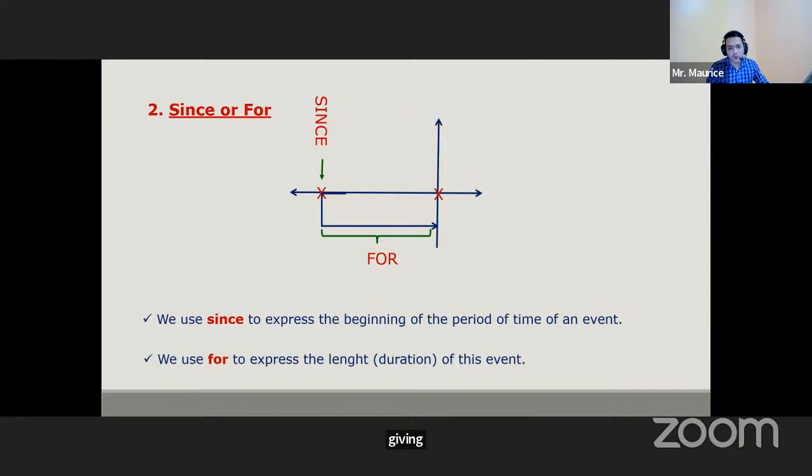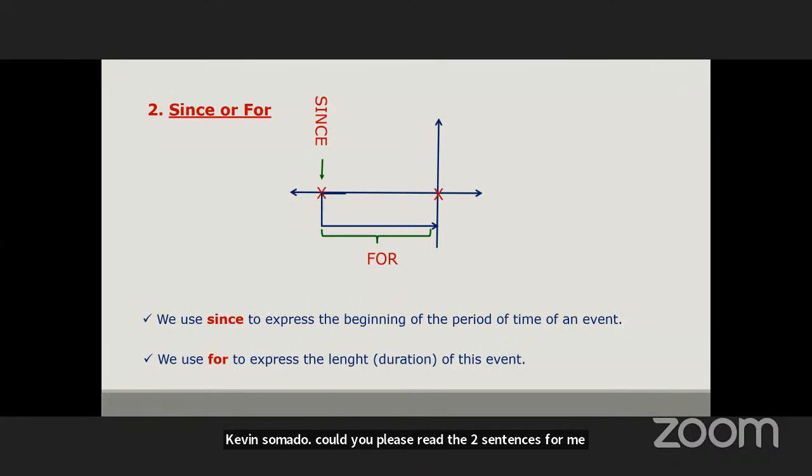Kevin Zambrano, could you please read the two sentences for me? We use since to express the beginning of the period of time of an event. We use for to express the length and duration of this event.